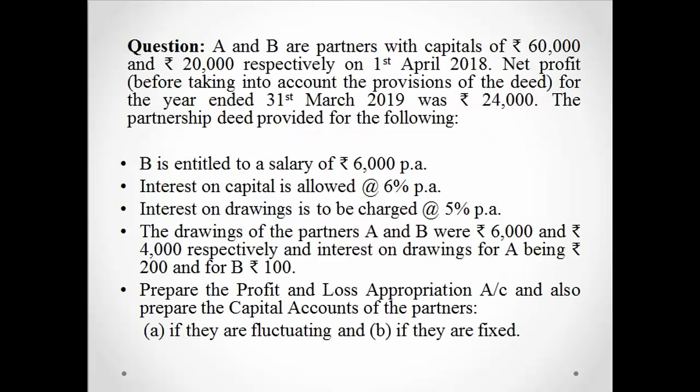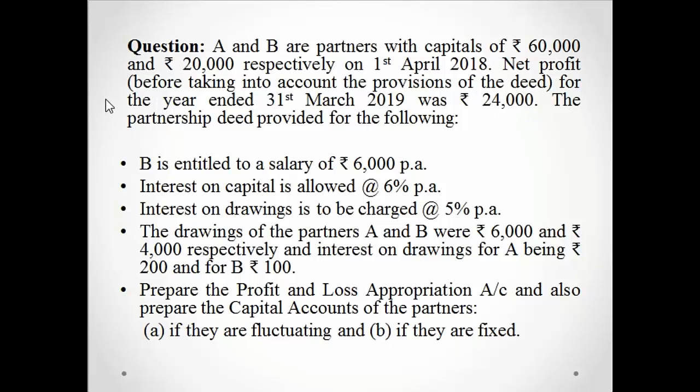Now I will explain one question based upon the partner's capital account as well as the profit and loss appropriation account. I just want to read the whole question for you. There are two partners A and B, and their capitals were rupees 60,000 and rupees 20,000 respectively on 1st April 2018. Net profit before taking into account the provisions of the deed for the year ended 31st March 2019 was rupees 24,000. This is the amount of net profit as per the profit and loss account.